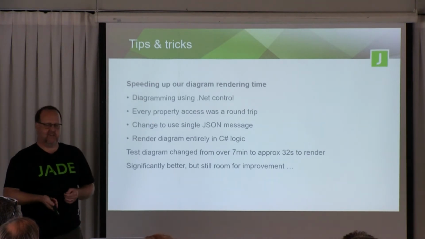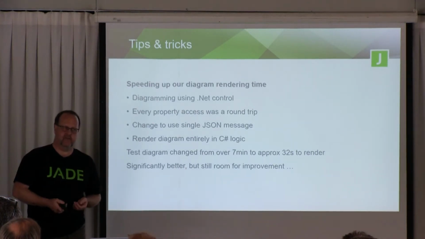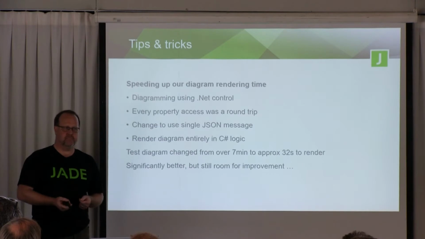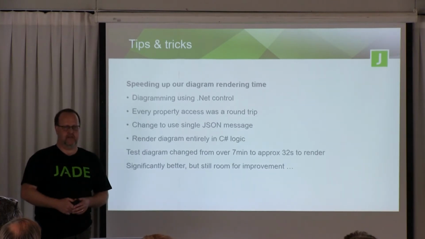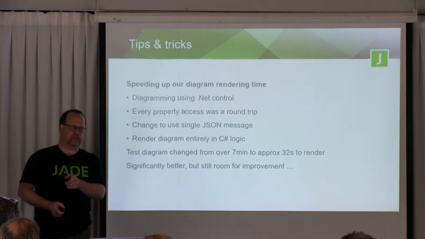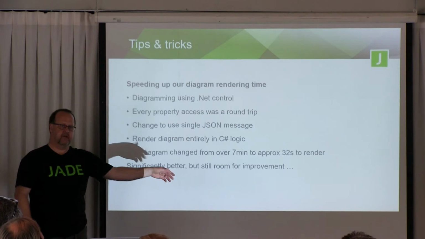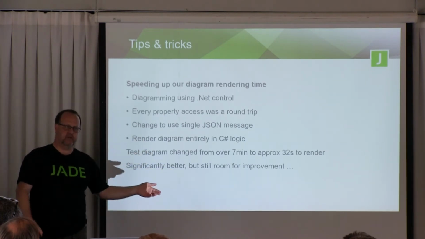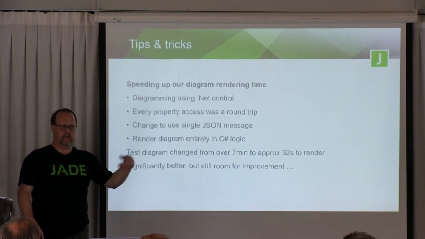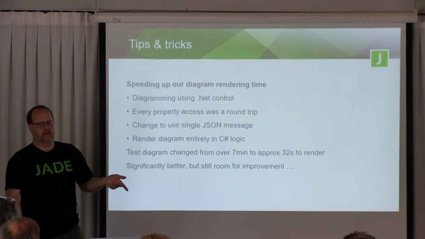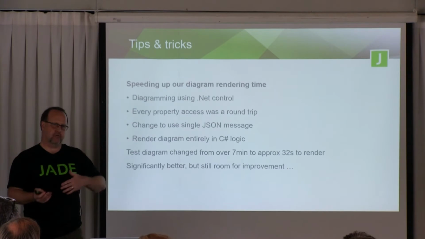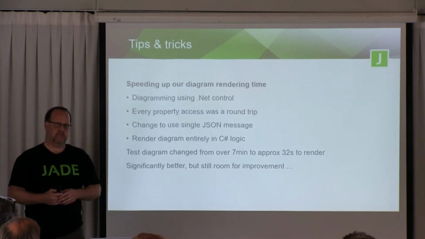But one of the downsides is that every time you access a property or call a method on a .NET control, Jade obviously has no way of knowing what the impact of that is. So every time you do that, your code in your app server sets a property. It has to go to the thin client, tell the control that property has been set, and then it can do whatever needs to be changed on the rendering and then come back again, because Jade doesn't know whether that might cause other events to need to be invoked and stuff.